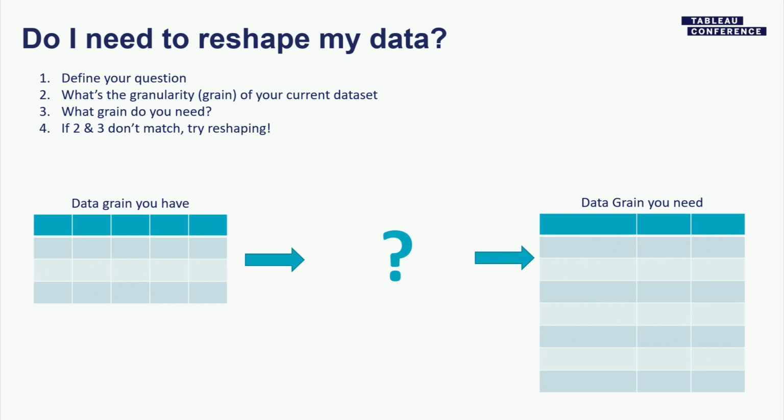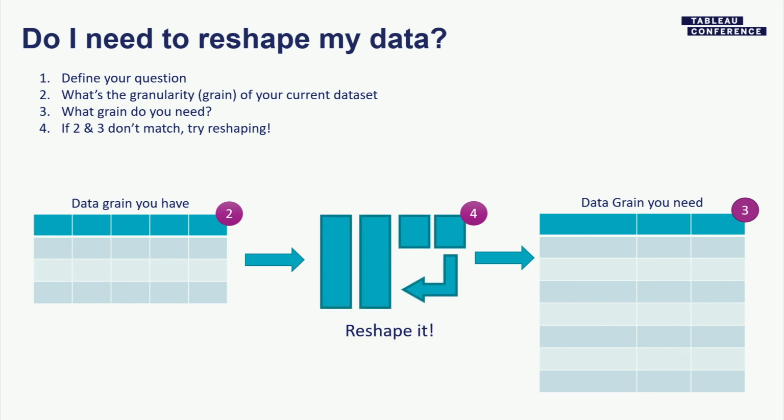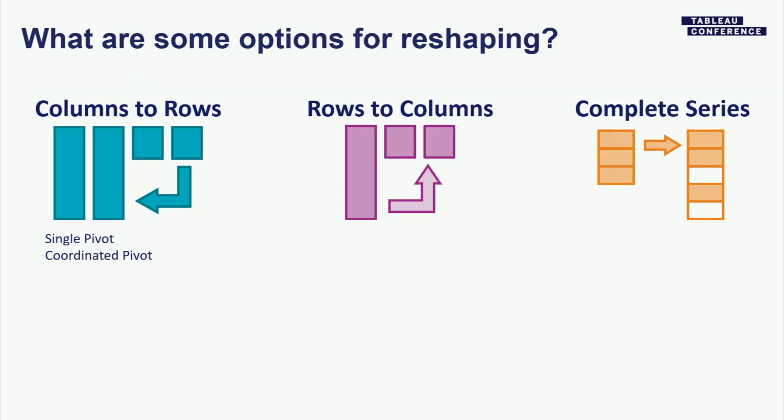So just as a quick summary, I want to make sure people can walk out and say, when do I have a data shaping problem? Make sure you define the question you're trying to answer. Sort out what the grain of the current data you have is, what the grain you need to answer that question is, and whether you actually need to reshape it if the two of them don't match. And remember, we showed you three techniques today: pivoting columns to rows, that's a simple pivot, a coordinated pivot, as well as pivoting rows to columns, and filling in a series.